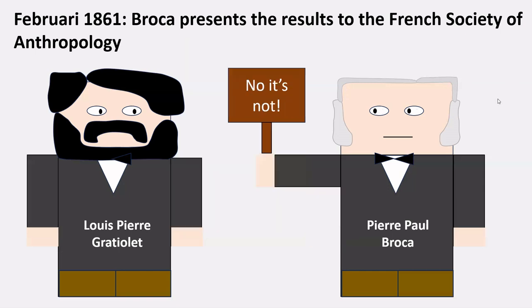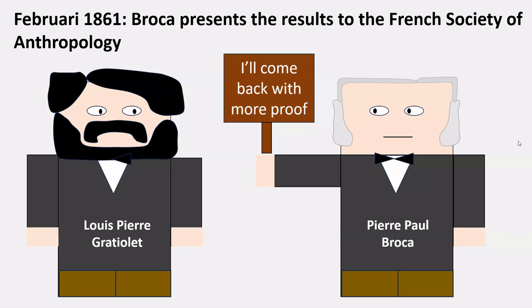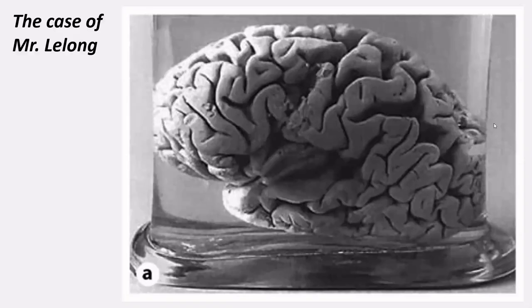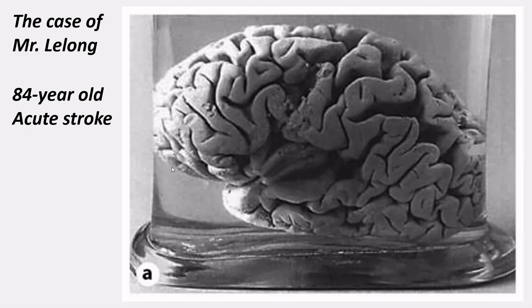But then comes Broca, presents his case, and says, no, I believe that language has a specific location in the brain, more specifically the inferior frontal gyrus of the brain. But of course, I only have one case, so I'll come back with more cases. And that he did. So a couple of months later, he saw another patient, Monsieur Lelong. And Monsieur Lelong was an 84-year-old man who suffered an acute stroke.